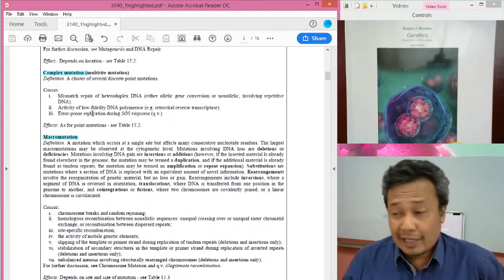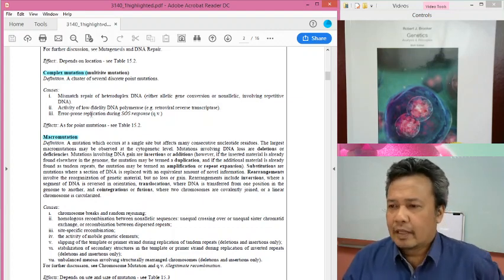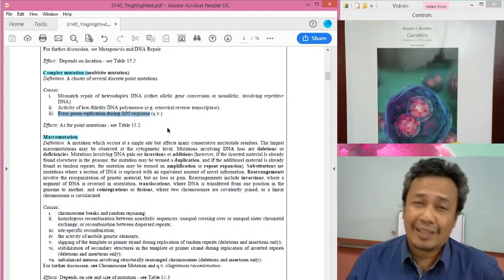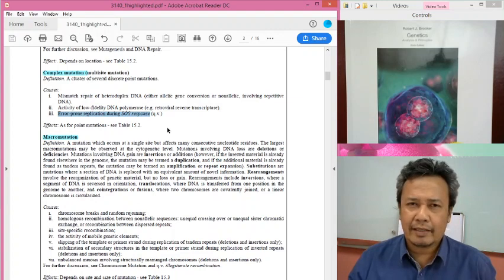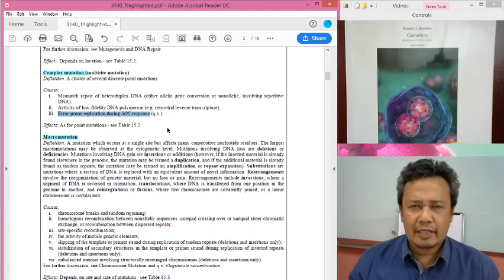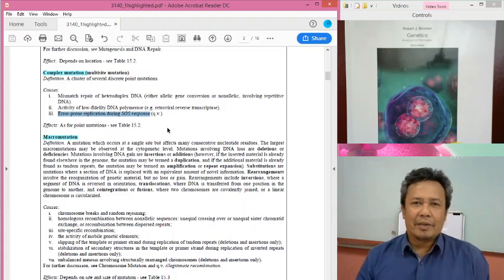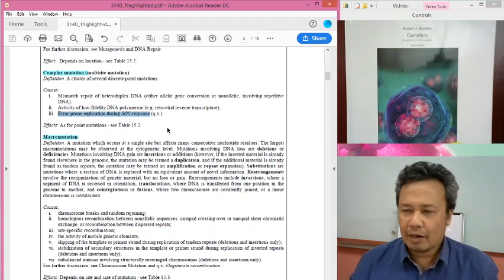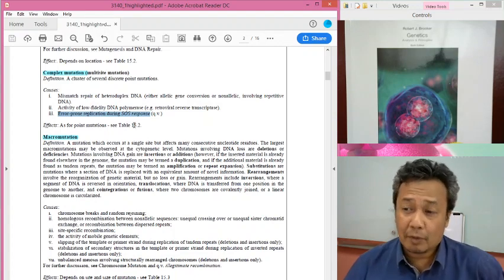So low fidelity DNA polymerase means DNA polymerase makes mistakes. And this error-prone replication, if I had taught you in your second year, towards the end of the molecular genetics course, we looked at the repair systems. One of the repair systems introduced there is error-prone. Error-prone is a system that just tries its best to repair DNA damage, and it's error-prone. I mean it makes a lot of mistakes. So these are some of the causes of complex mutations.